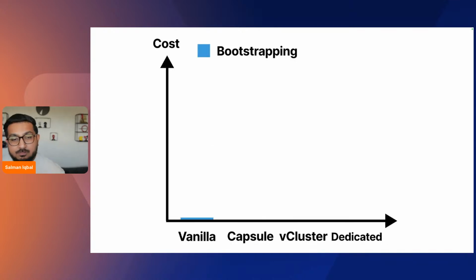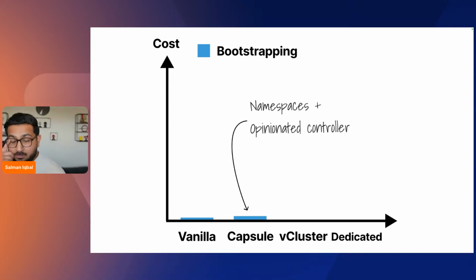So cost plus complexity on the y-axis and four different options on the x-axis. If I want to create a vanilla namespace, it's quite easy. Bootstrapping is simple and straightforward, I can just create that with a YAML file. Opinionated cluster: Capsule is basically an opinionated control plane, a controller that will create me a namespace and a bunch of other things. But you saw the YAML file, it's kind of straightforward, just define a tenant and it will create it.